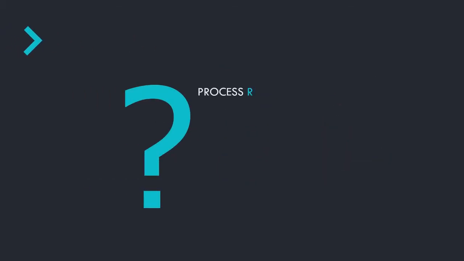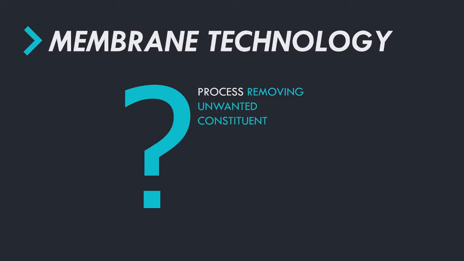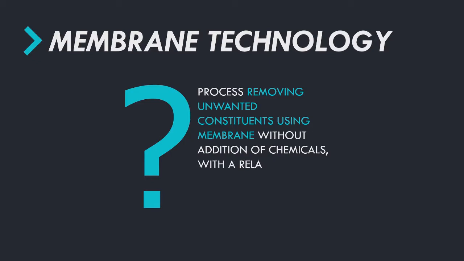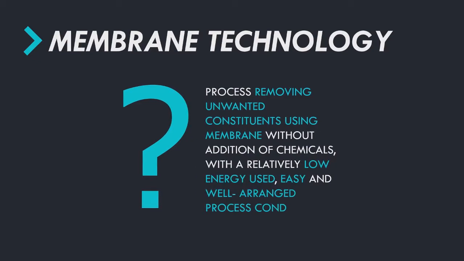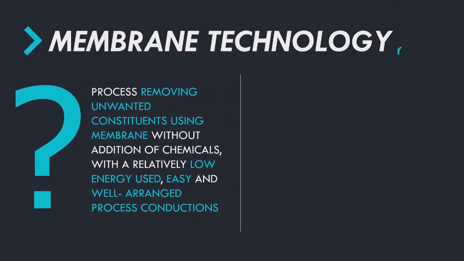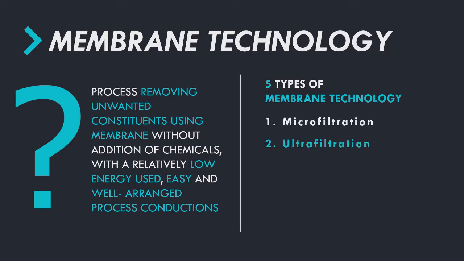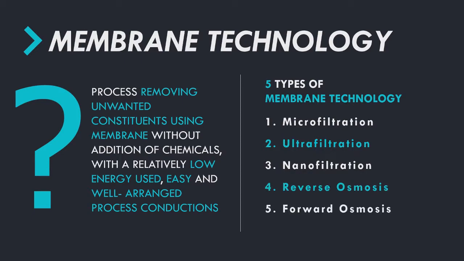Membrane technology is the process of removing unwanted constituents using a membrane without the addition of chemicals, with relatively low energy use, and easy and well-arranged process conduction. There are five types of membrane technology that are usually used, which are microfiltration, ultrafiltration, nanofiltration, reverse osmosis, and forward osmosis.